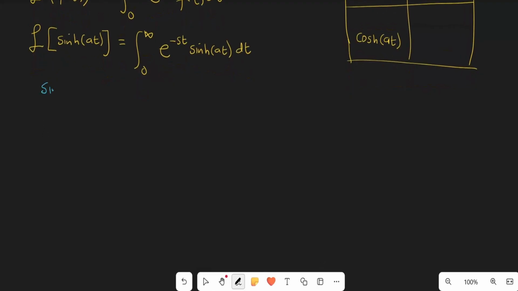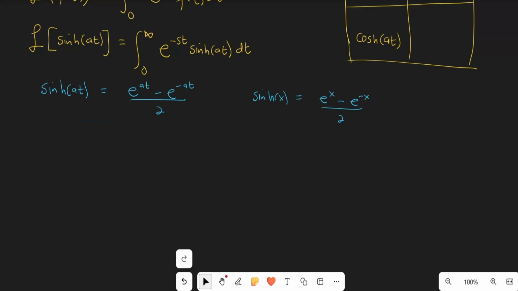So the sine hyperbolic of at is the same as e raised to the power at minus e raised to the power negative at, and this one is divided by 2. So this is the sine hyperbolic function of at. So the general one is that the sine hyperbolic function of x is equal to e to the x minus e to the negative x divided by 2. So this one is the sine hyperbolic function of at.